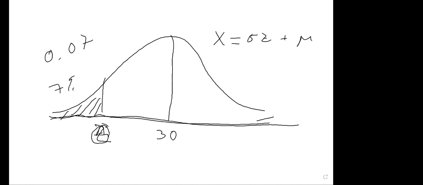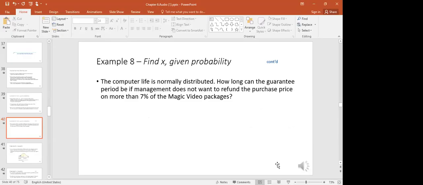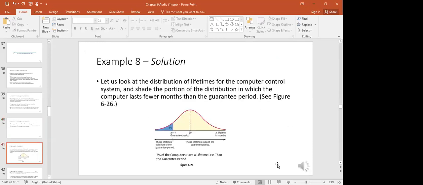And now mean is, do you know what the mean is? Would it be 30? 30 months. And the standard deviation? 4. 4 months. Yes. 24.09. So hold on to that as we are going through the method again.